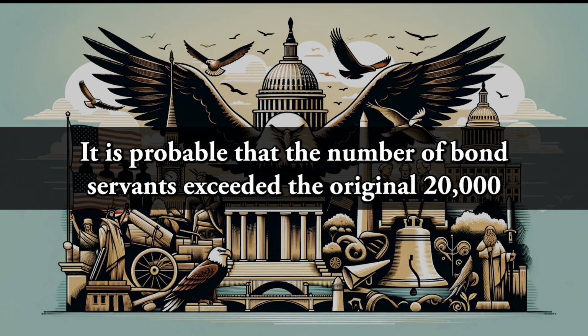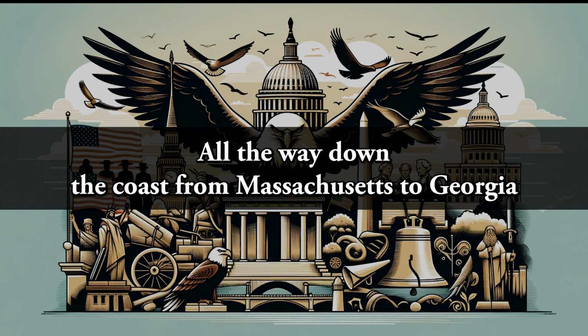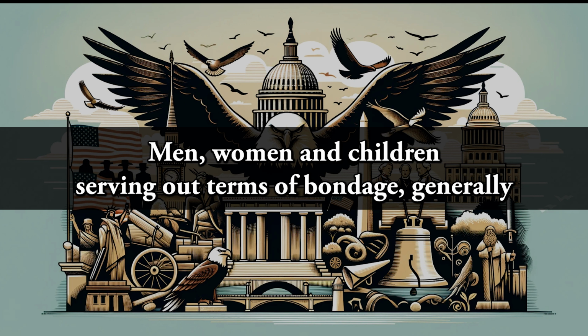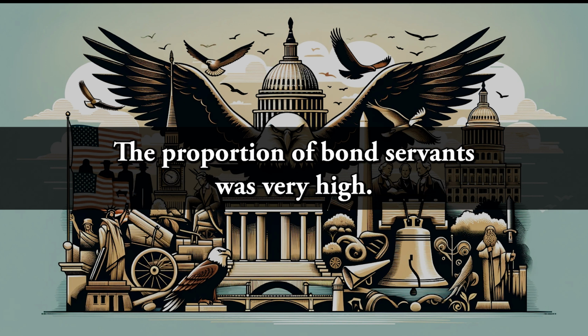It is probable that the number of bondservants exceeded the original 20,000 Puritans, the yeomen, the Virginia gentlemen, and the Huguenots combined. All the way down the coast from Massachusetts to Georgia were to be found in the fields, kitchens, and workshops, men, women, and children serving out terms of bondage, generally ranging from 5 to 7 years. In the proprietary colonies, the proportion of bondservants was very high.